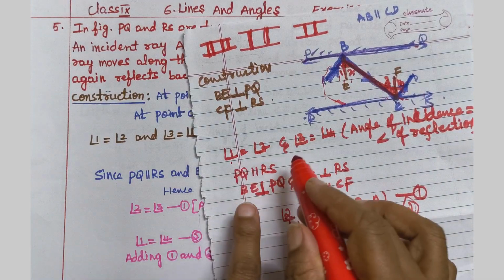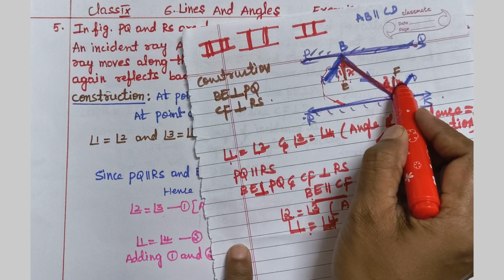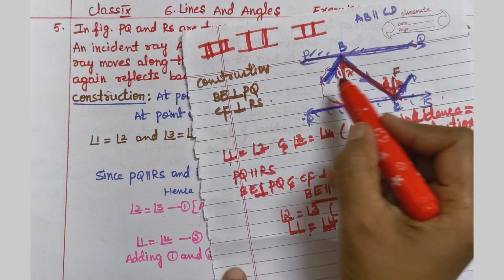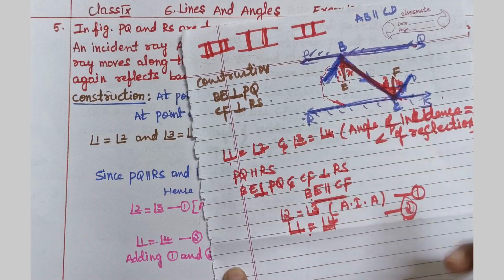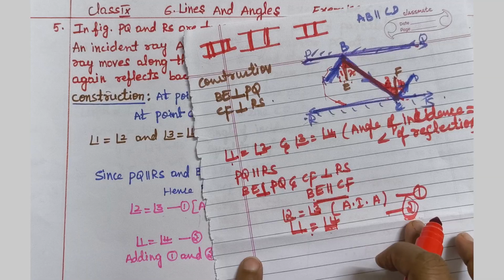Okay. 1 equal to 2, 2 equal to 3, 3 equal to 4. All angles 1, 2, 3, 4 are equal. So now you can take angle 1 equal to angle 4. We can take it. Now you take the second equation.